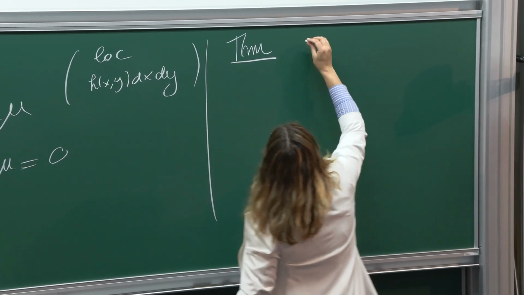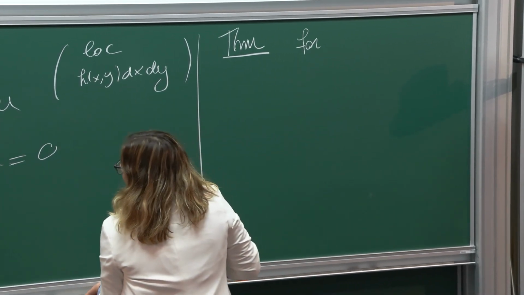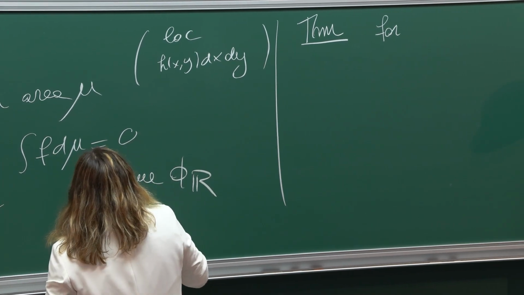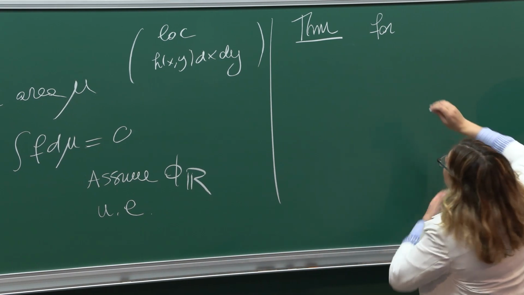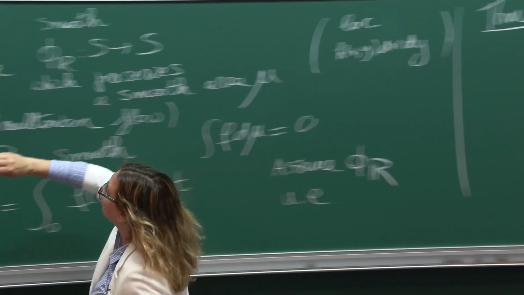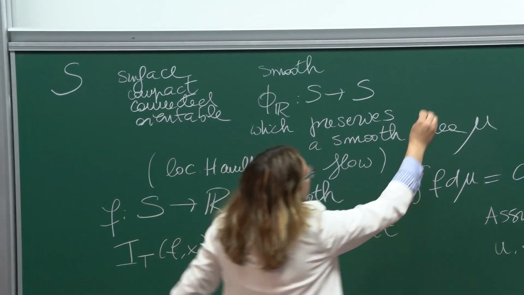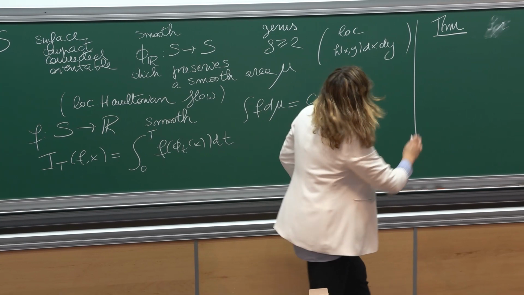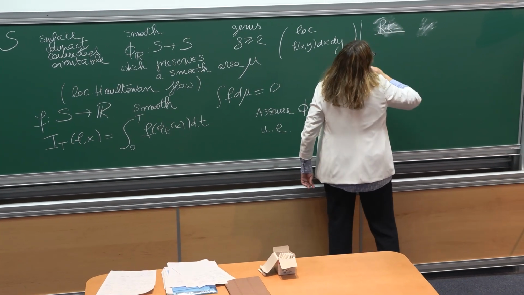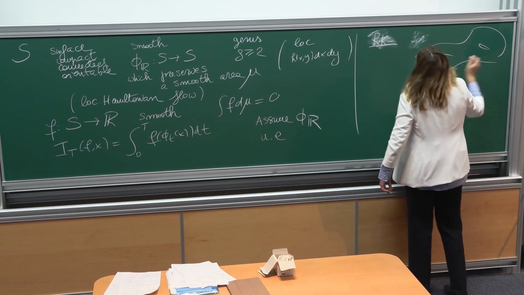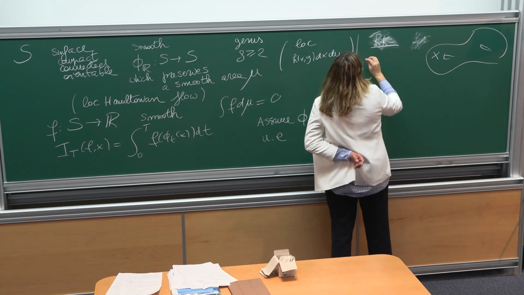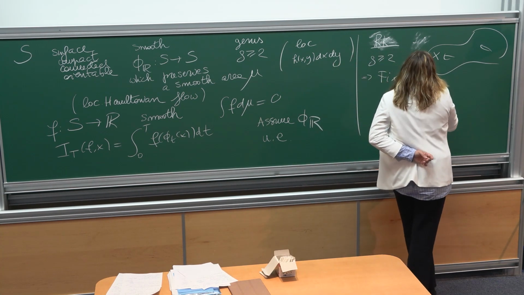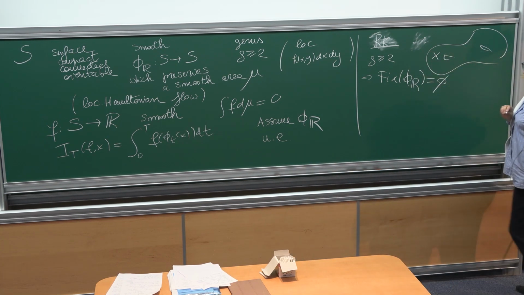I will need to assume that this flow is uniquely ergodic. And one more thing: the genus of this surface is some g, say greater than 2. Maybe I will first put a remark that when you have a flow on a higher genus surface, you necessarily have fixed points. So if the genus is greater than 2, in particular, the set of fixed points of this flow is not empty.